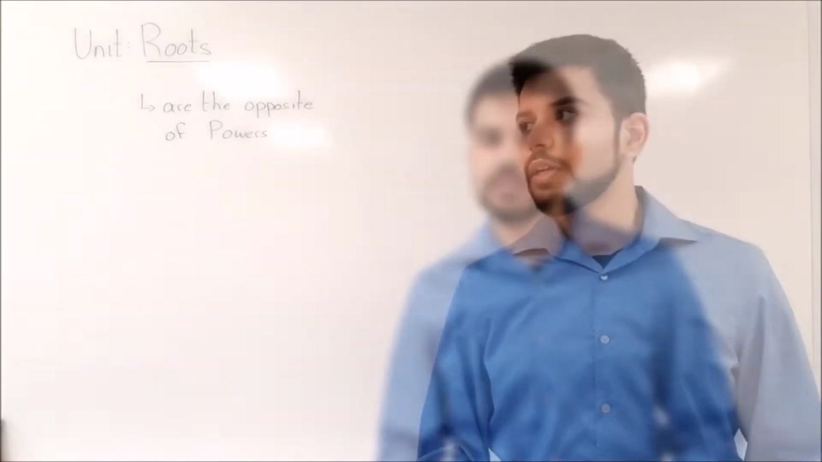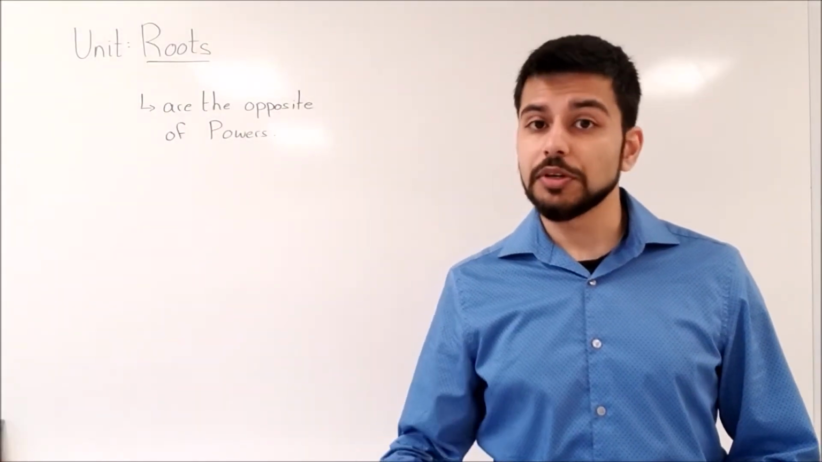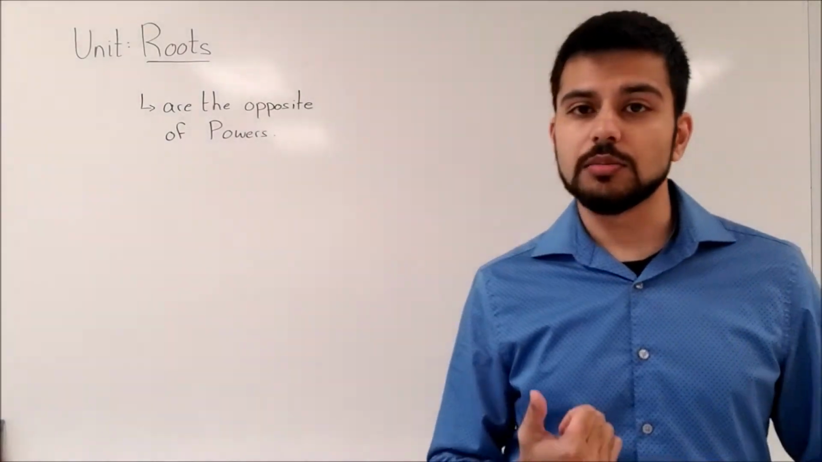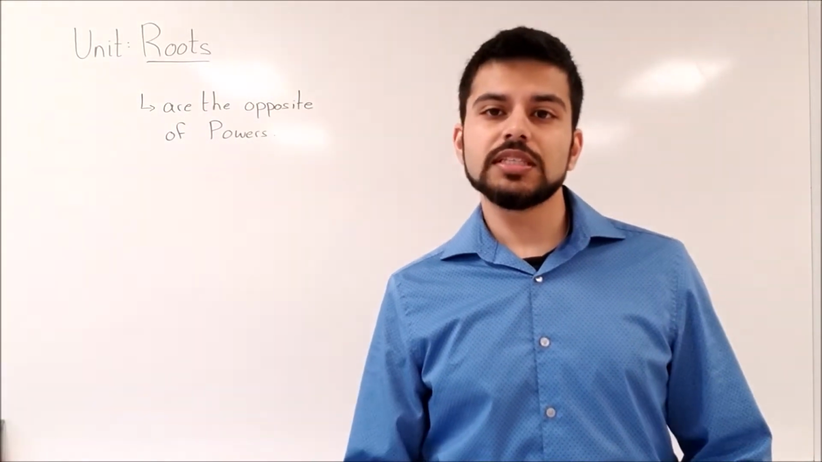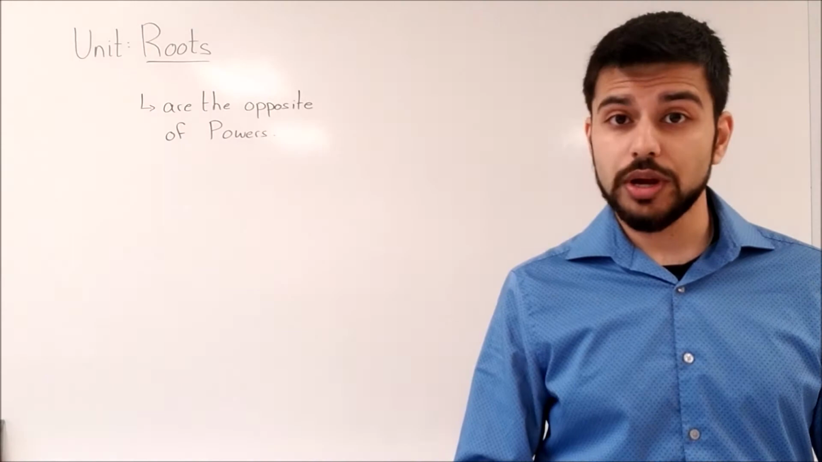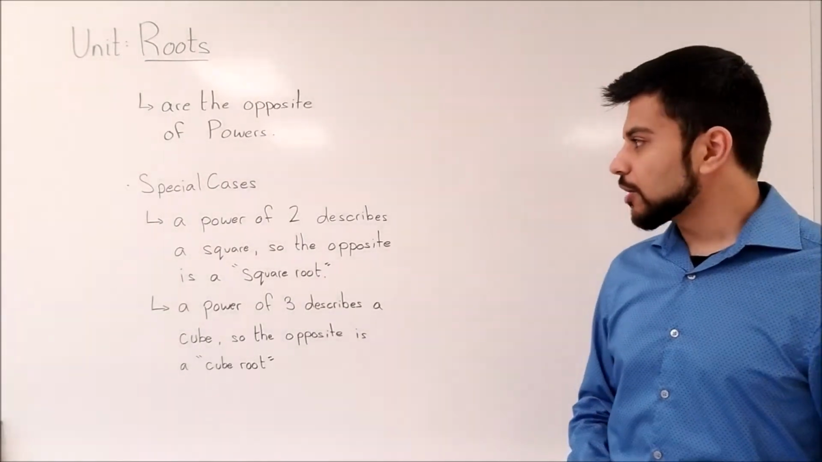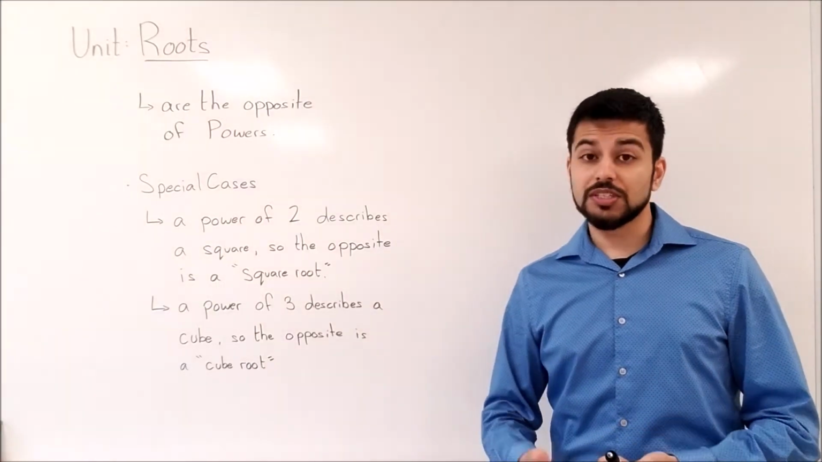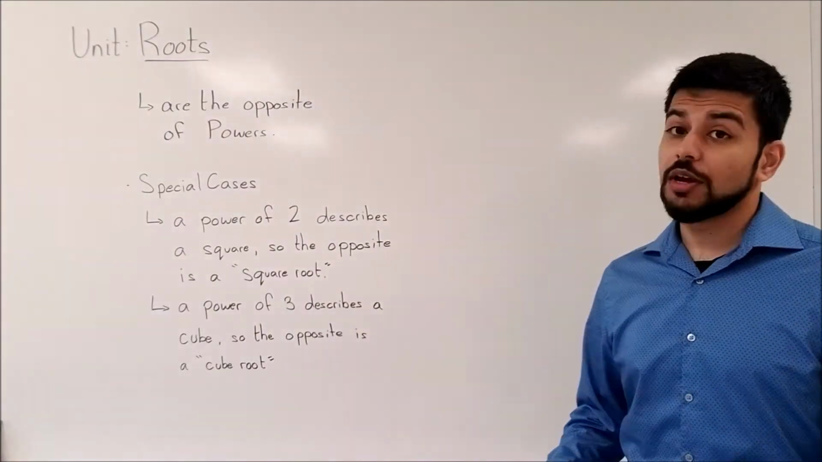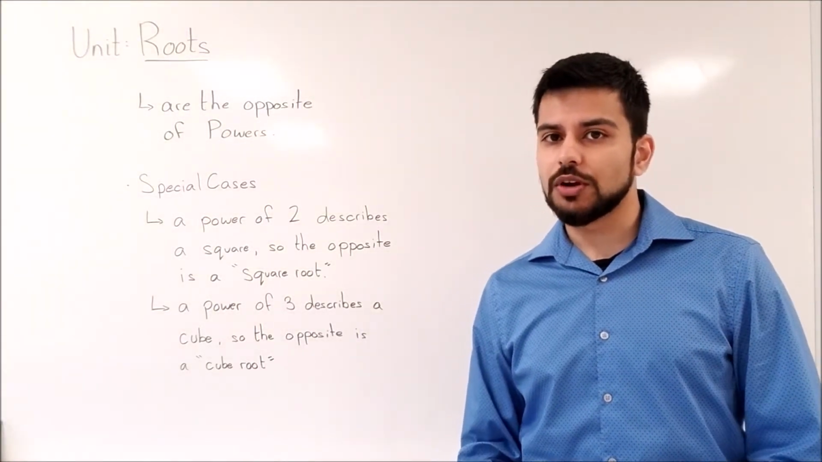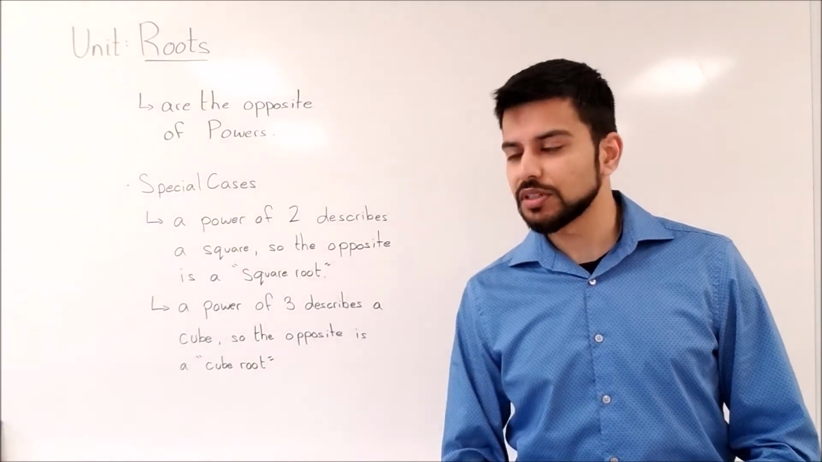That's when you have an exponent. The opposite of working with an exponent or a power would end up being some type of root, and you've seen some of those before. For instance, you've seen the square root, and the square root happens to be one of our special cases. So if you have a power of 2, when we square something, we're describing a square. So the opposite would have to be a square root. And you've seen what that symbol looks like.